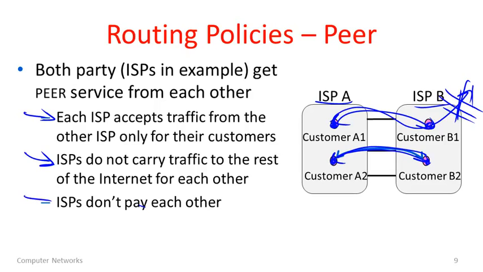And as a consequence of this, both ISPs are sort of doing one another a favor, because by doing this, they then don't have to send traffic via a transit provider and pay for it. And usually, as part of peer service, we say that the ISPs don't pay one another because they're both providing value for each other. So these are the two policies that we've seen. And in the next segment, we'll look at a mechanism called BGP, a protocol, which finds these kinds of routes in the internet today.